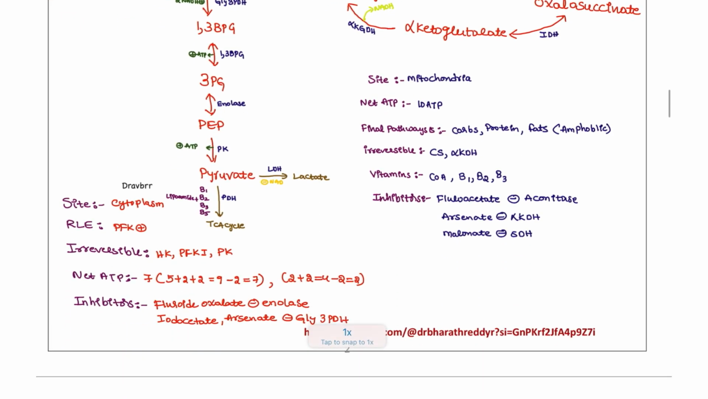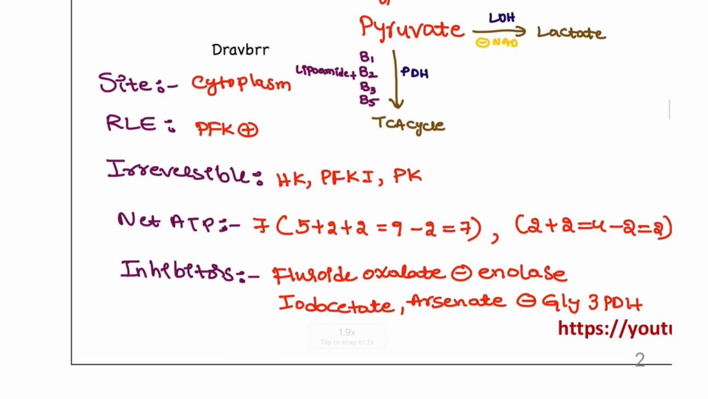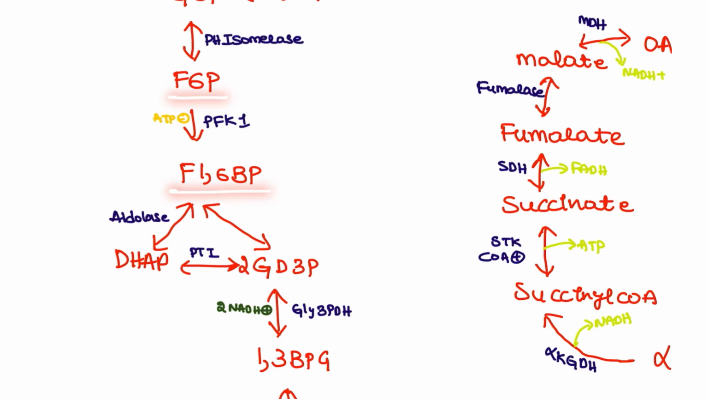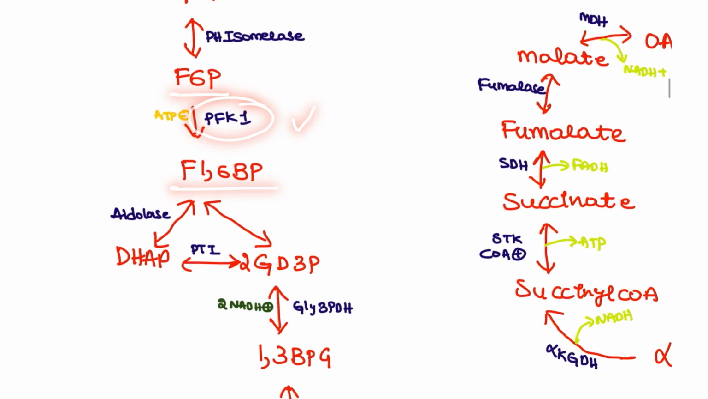But what are the points that you have to take note of? Here are those important topics. For example, where is the site that glycolysis is occurring? In the cytoplasm. And what is the rate limiting enzyme? As I said, when fructose 6-phosphate is converted to fructose 1,6-bisphosphate, phosphofructokinase is going to be the rate limiting step.